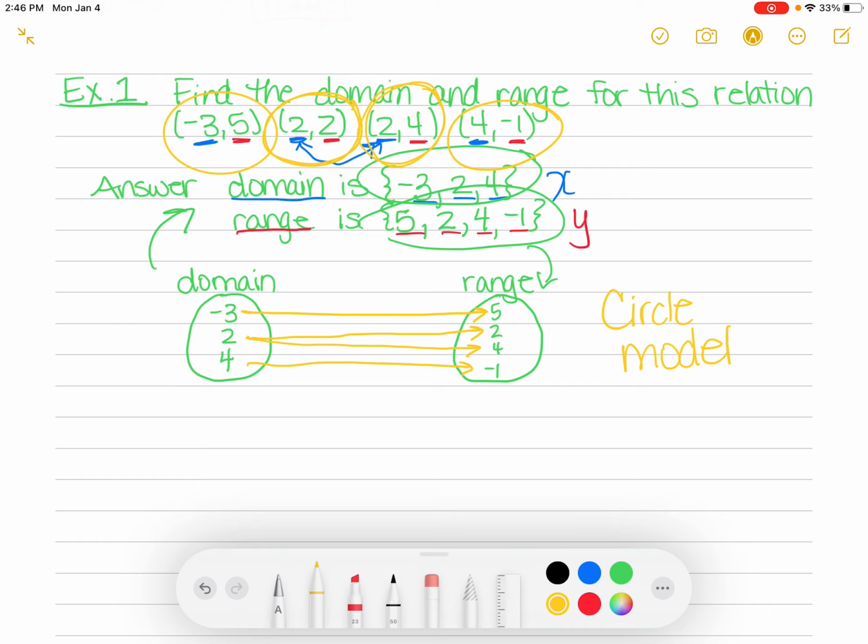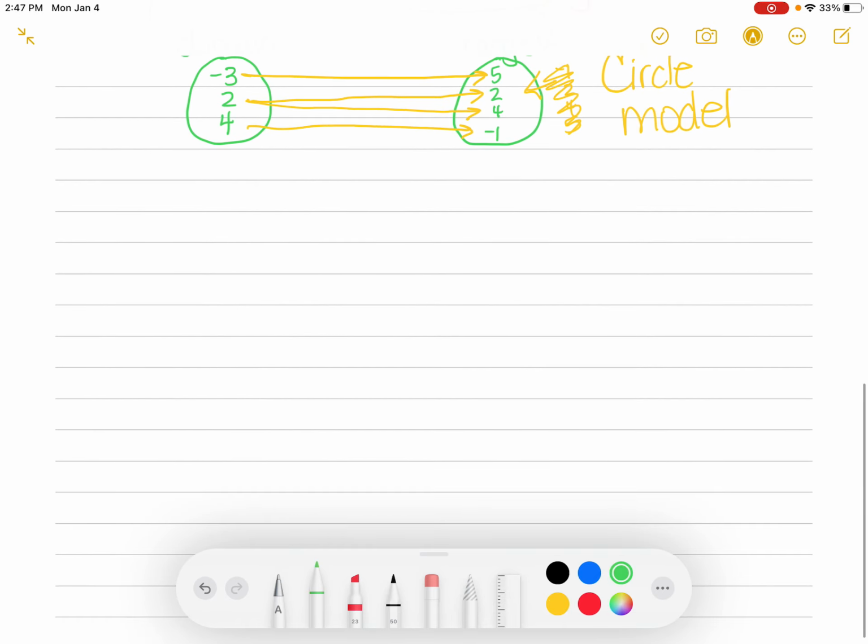Okay, and most of the time, like in your answers for your work, they will put these from least to greatest. So it would look more like this, -1, 2, 4, 5. But it doesn't matter to me as long as you have the arrows pointing to the right ones. Okay, so we know what the domain and the range is. Now let's move on to what a function is.